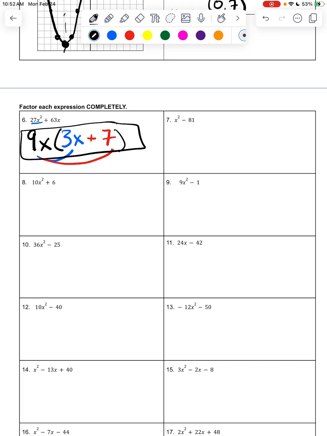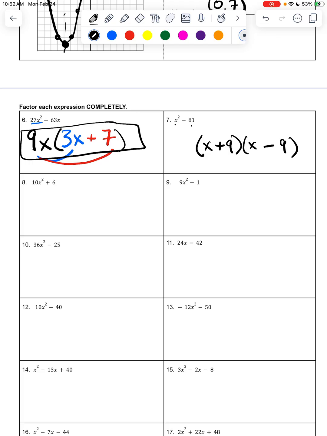Number 7, no GCF, but x squared is a perfect square, 81 is a perfect square, and it's subtracted. So I know I can do a difference of squares here. X and x make x squared. 9 times 9 makes 81, plus and minus.